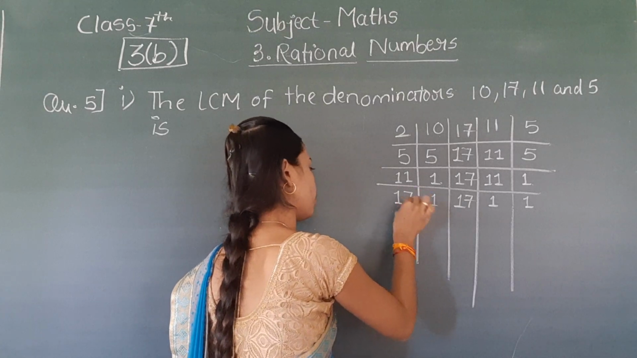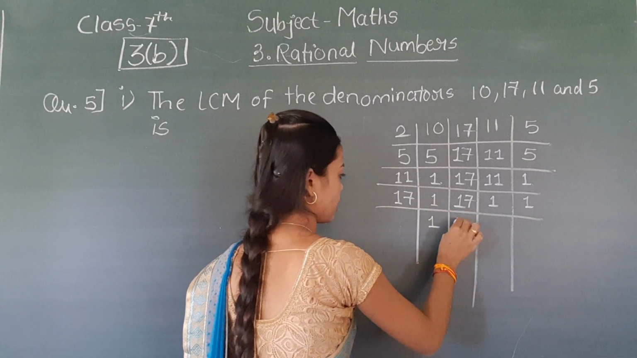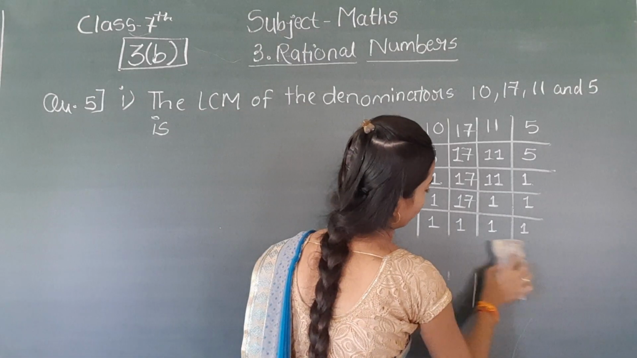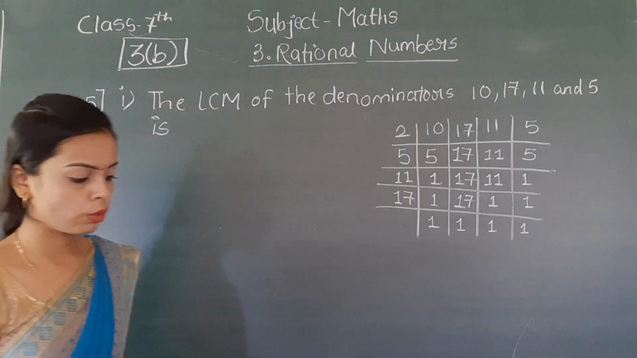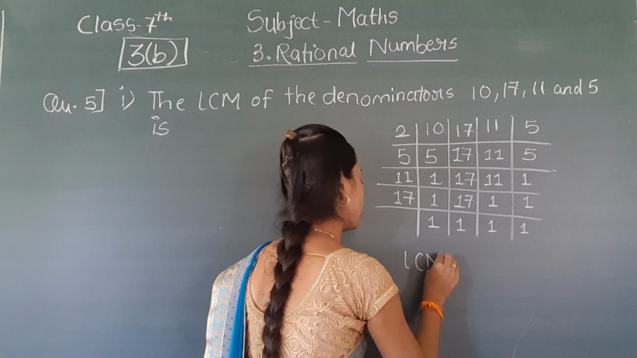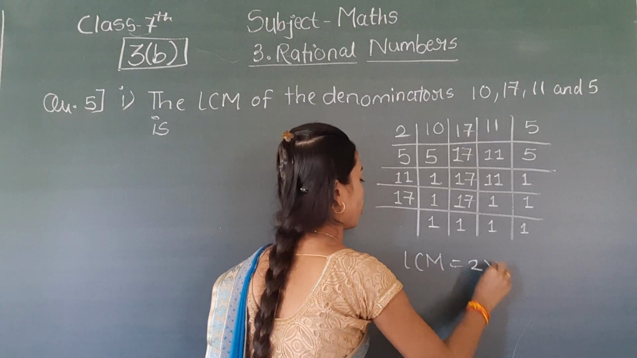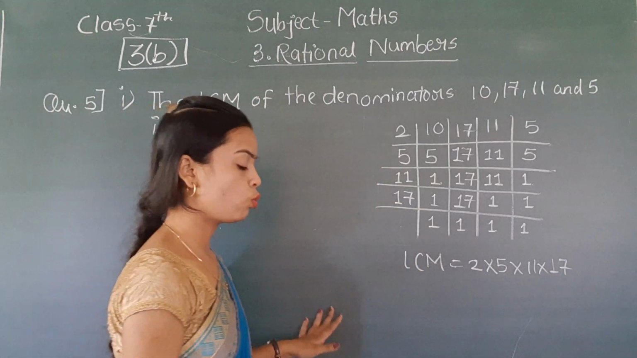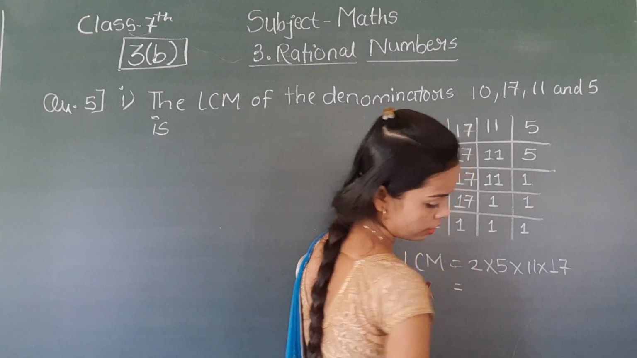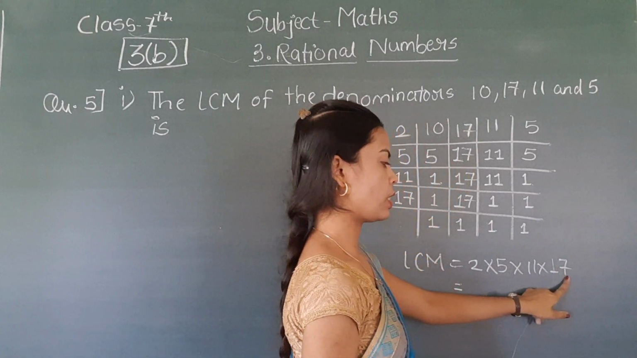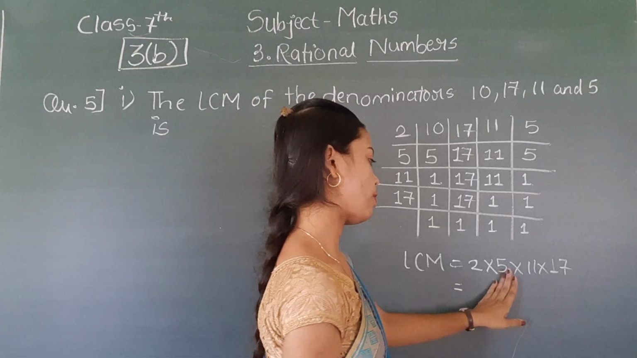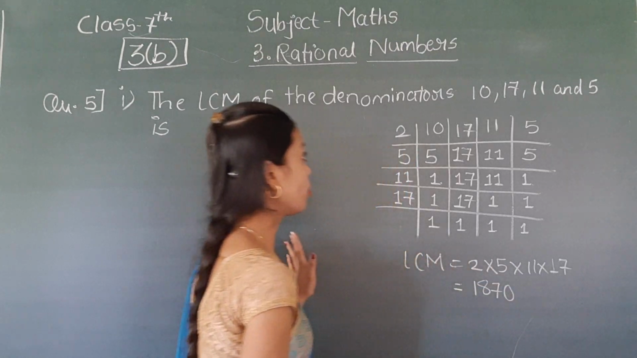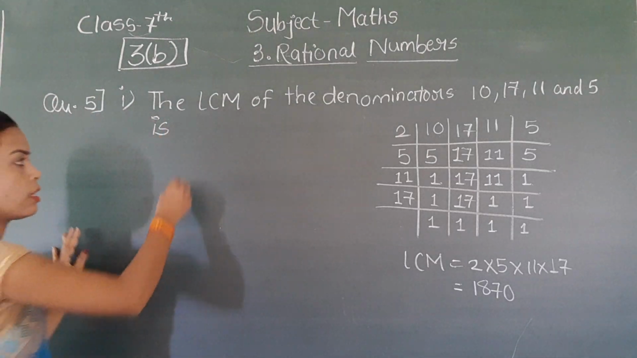Now 17: 1 as it is, 17 ones are 17, 1 as it is, and again 1 as it is. So this is your solution. Now you have to find the LCM. So what is the LCM here? LCM is equal to 2 into 5 into 11 into 17. 11 into 17 is 187, and 2 into 5 is 10. So 10 into 187 is 1870.